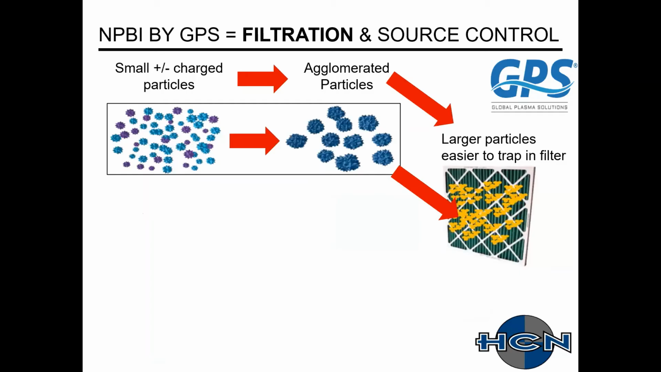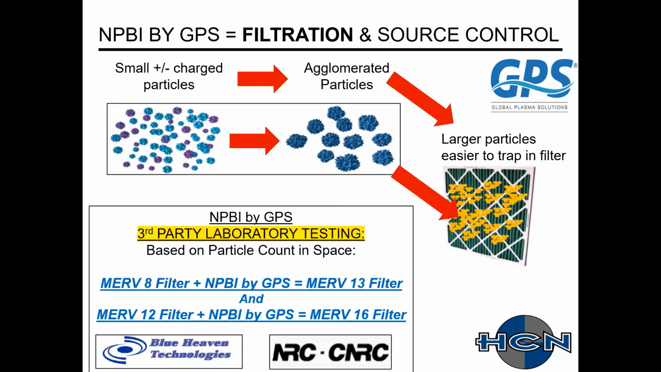All right. So now these small positively and negatively charged particles that are in your space, as well as in your equipment, end up agglomerating, which is a term where the positive and negative cause them to clump together. As the particles become larger, they become easier to trap in filters. And then GPS has done third-party laboratory testing where, based on the particle count in the space, a MERV filter plus the needlepoint bipolar ionization by GPS is equivalent to a MERV 13 filter.